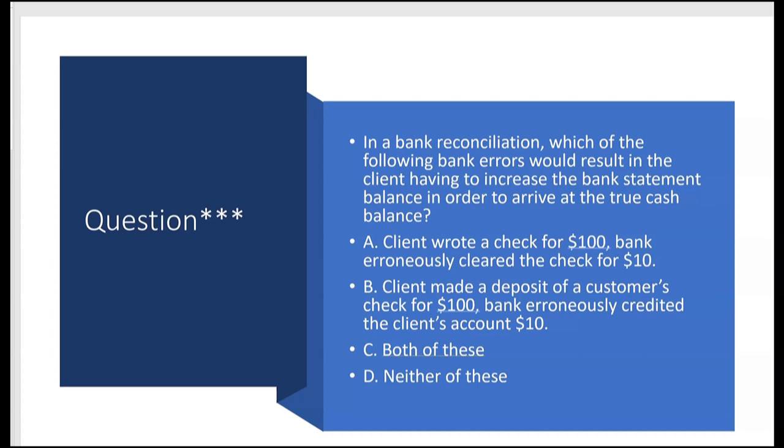So A's out because the question wants to know which of the following bank errors would result in the client increasing the bank statement balance. So it's not A. What about B? Client made a deposit of a customer's check for $100 and the bank erroneously credited the client's account for only $10. So that's a bank error. And when it's corrected, they're going to increase the bank statement balance by $90. So it looks like letter B is what we're looking for.